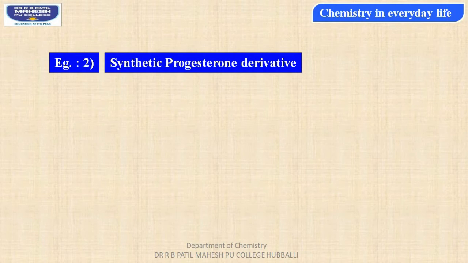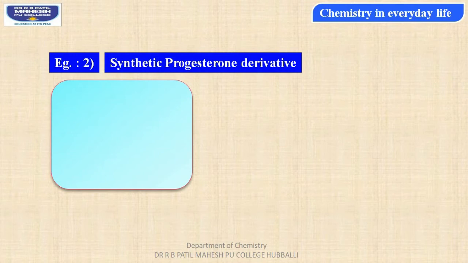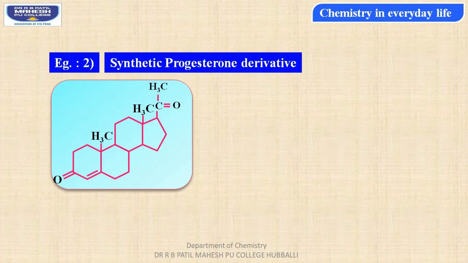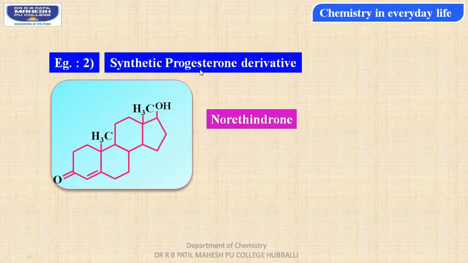Second example, synthetic progesterone derivative. Let us first consider the structure of progesterone. In this case, students, the CH3C double bond O, that is the acetyl group, from this 5-membered ring is replaced by the OH group, that is the hydroxyl group. Then it forms the derivative of the progesterone compound. It is called norethindrone with the molecular formula C20H26O2.